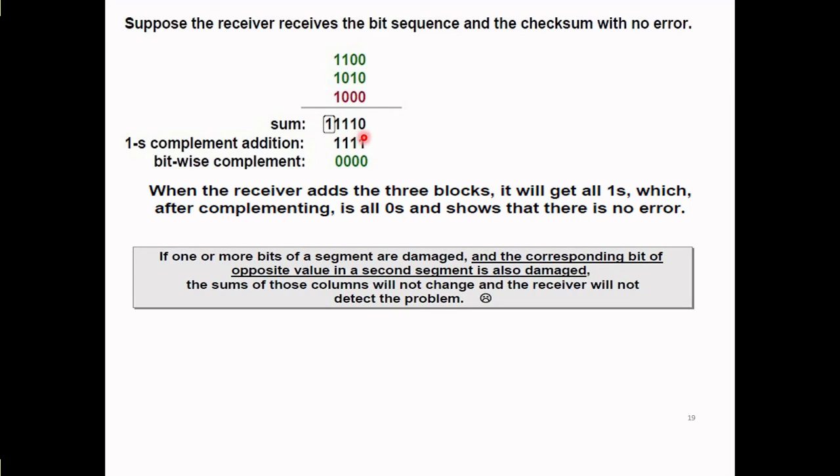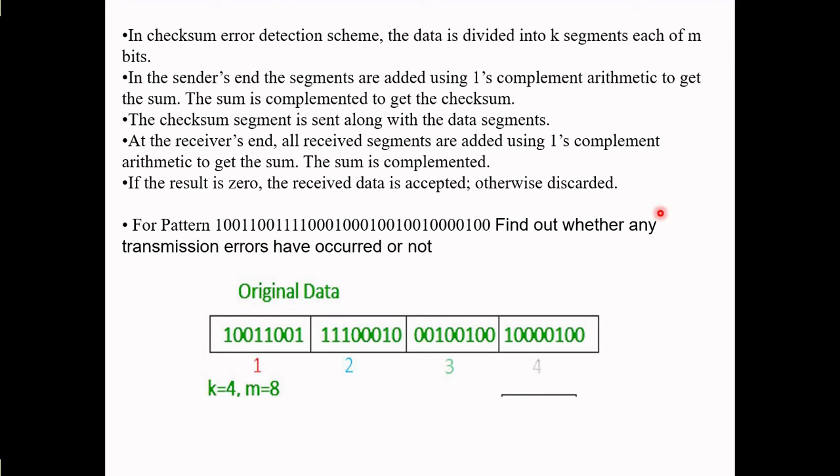So whenever here I have 1110, this carry is added like this. So finally I get the answer 1111, and complement of this it is all 0. So I can understand that there is no error.